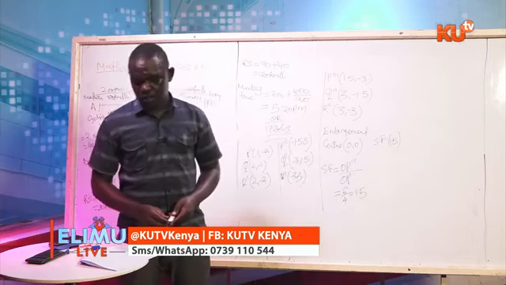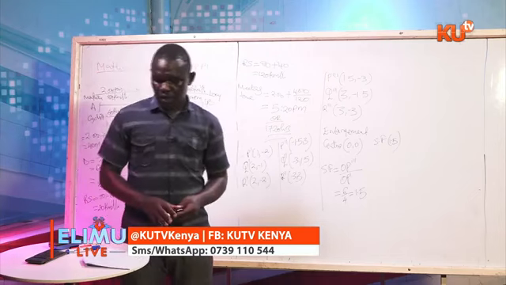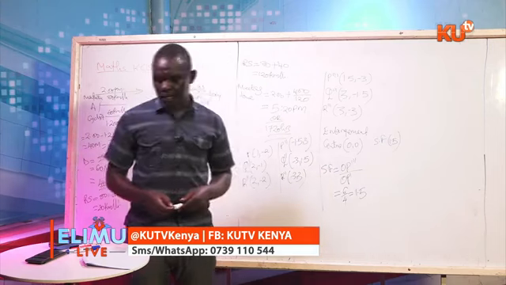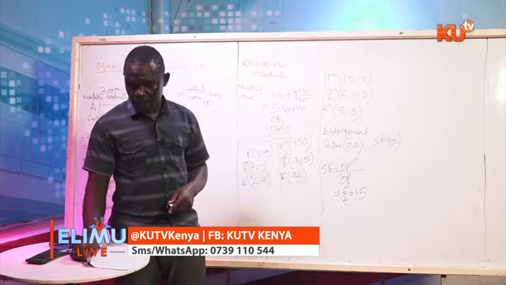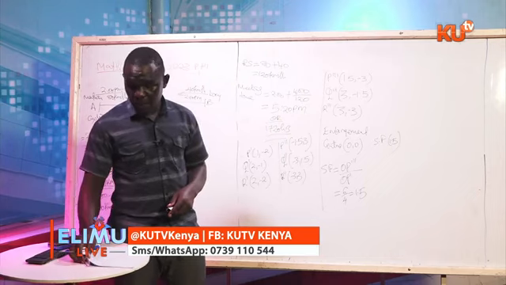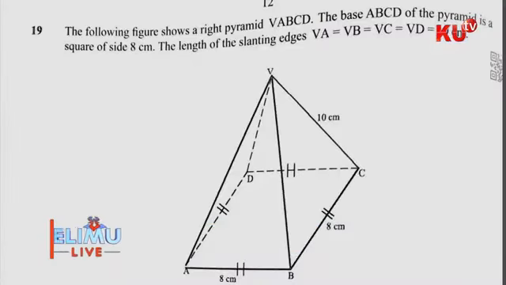Question number 19. The figure below shows a right pyramid VABCD. The base ABCD of the pyramid is a square of side 8 centimeters. The length of the slanting edges VA equals VB equals VC equals VD equals 10 centimeters.